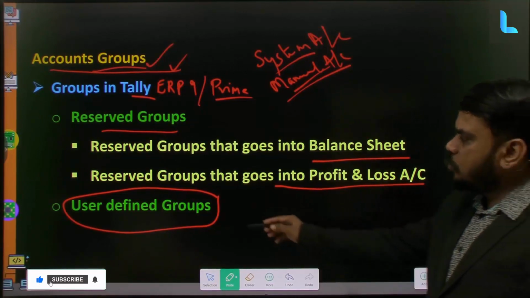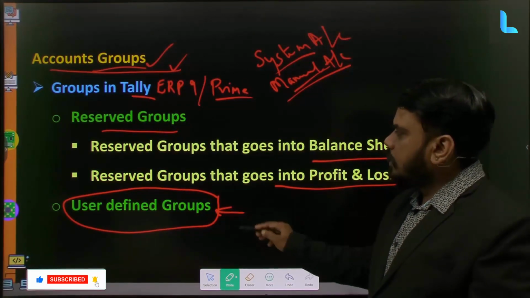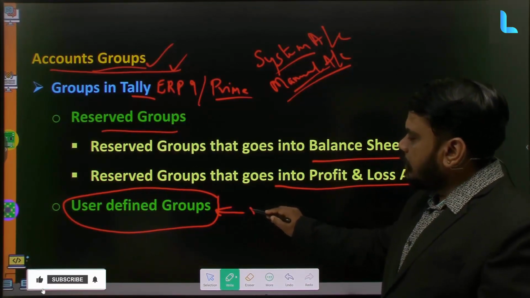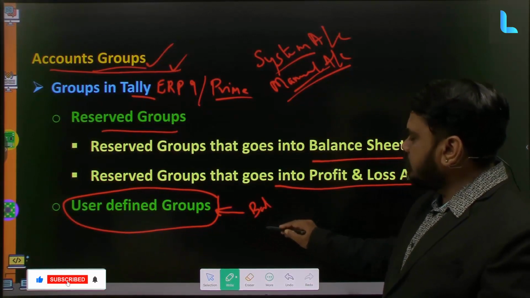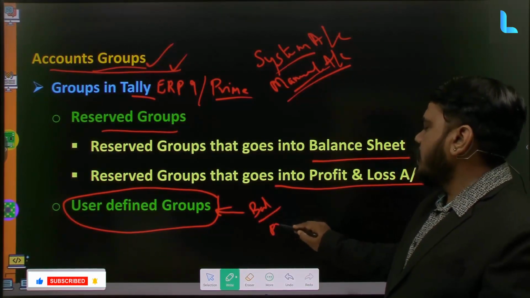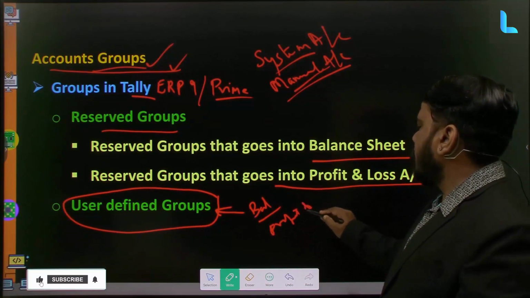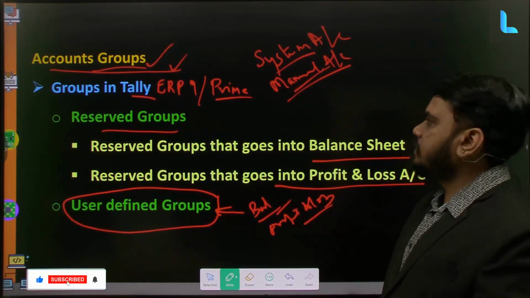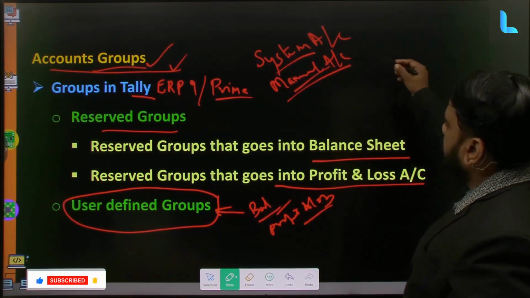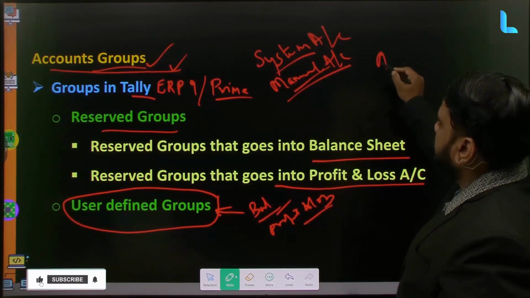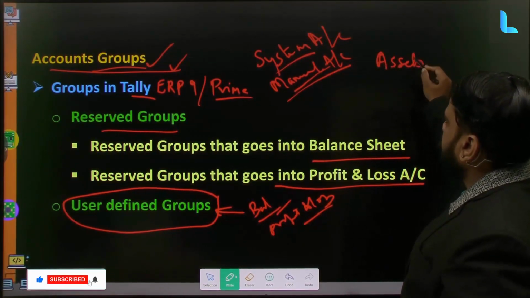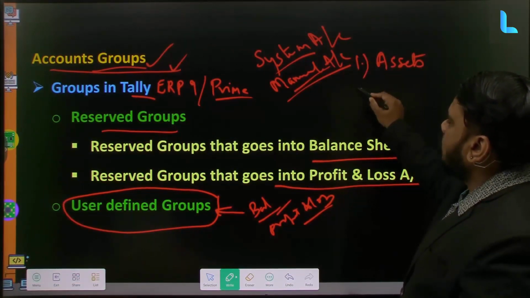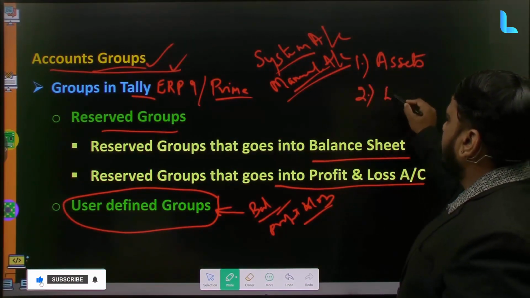And these user defined groups are also nothing but the groups which go into the balance sheet or profit and loss account. So this is the boundary. Leaving this boundary, we never go out. That is, the account groups are actually of the types assets.